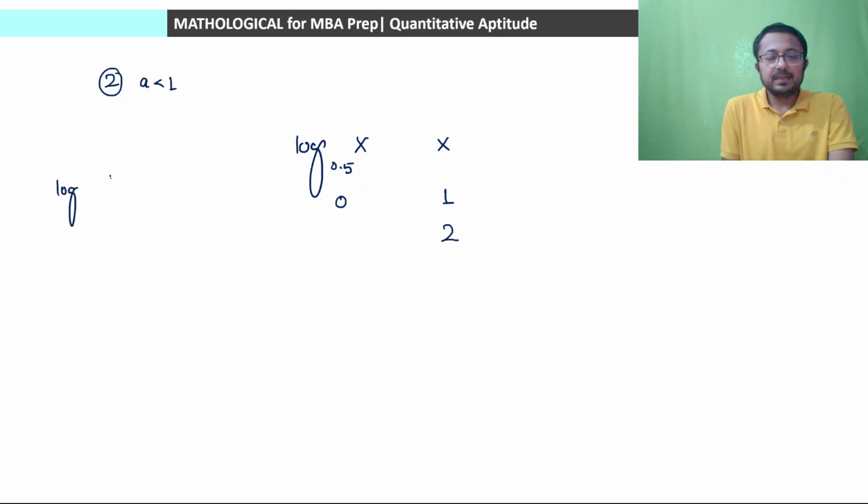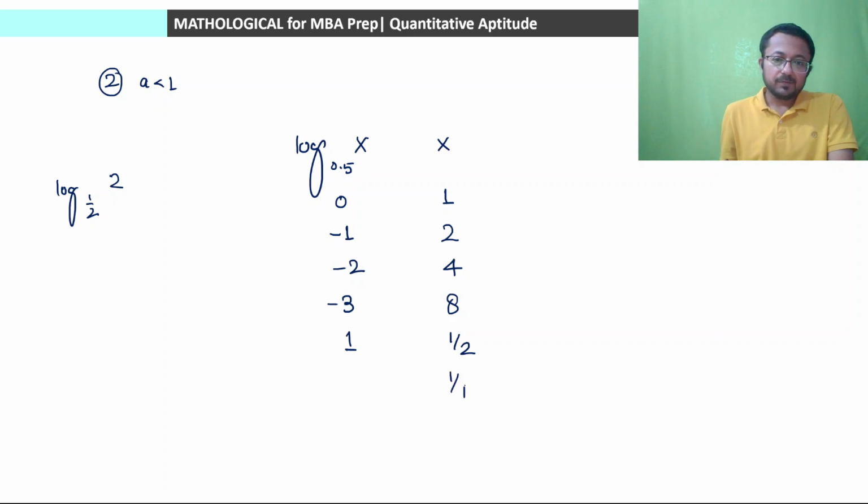2 is basically 0.5, यानी 1/2 है, तो 1/2 पावर -1 है, तो this will be -1. Log of 4 on the base 0.5 will be -2, because 1/2 to the power -2 is equal to 4. Log of 8 on the base 0.5 will be -3, and so on. If we take x equal to 1/2, which is 0.5 only, then log of 1/2 on the base 1/2 will be equal to 1. For 1/4, this will be 2, and so on.